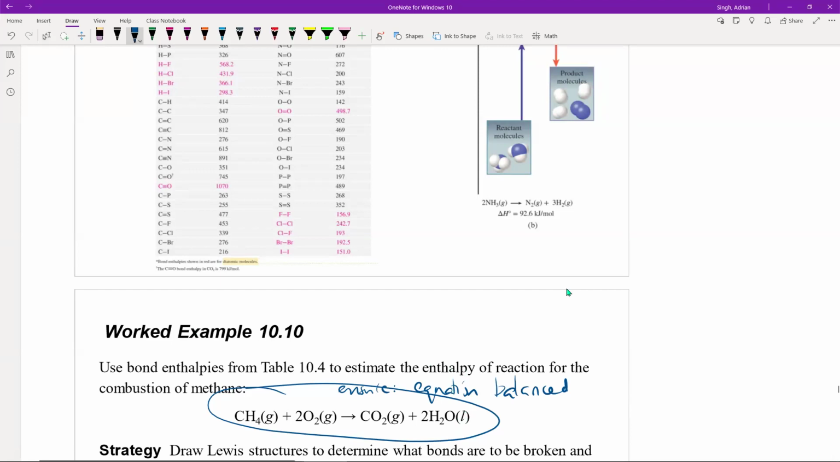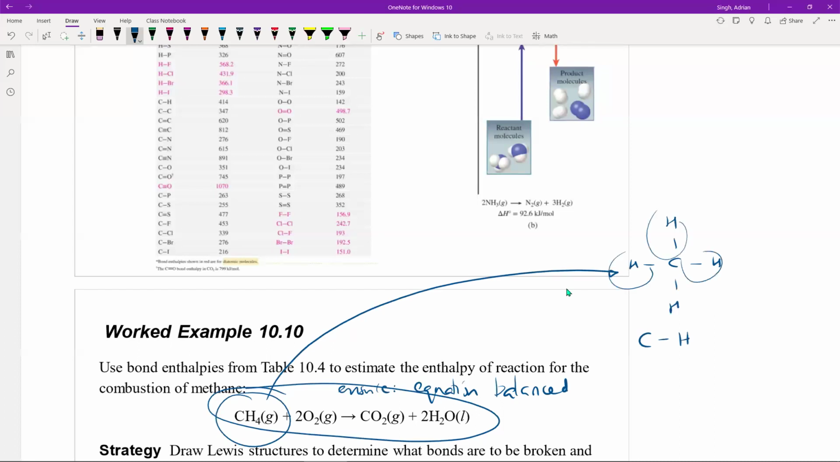So if I take a look at my CH4, we have our Lewis structure: carbon and 4 H's around it. So I have C-H bonds in this molecule. And how many do I have? I have 1, 2, 3, 4. So that means I would need to break those 4 C-H bonds.